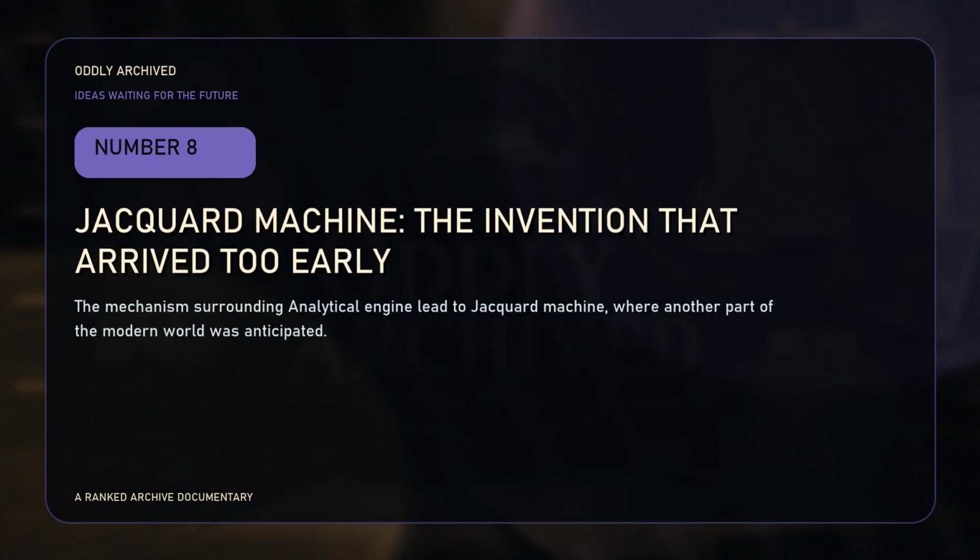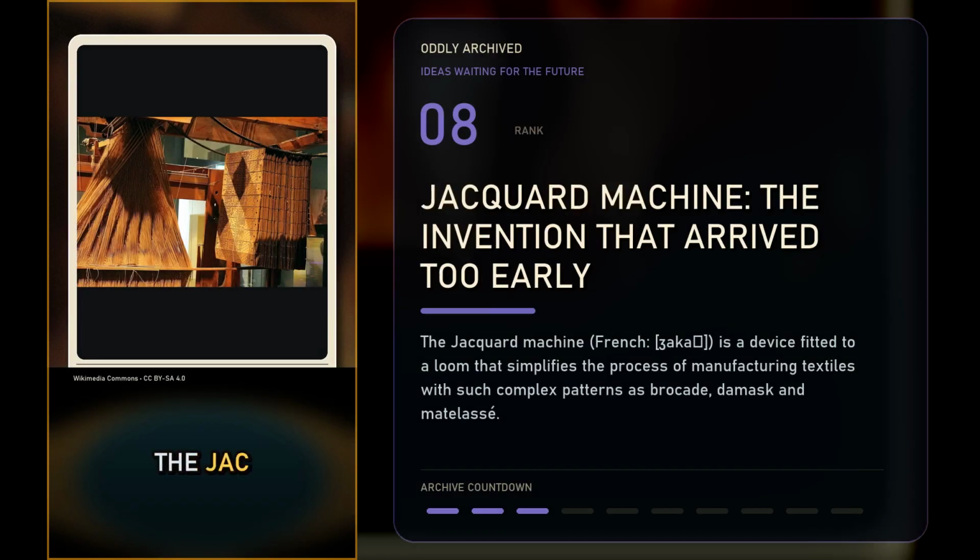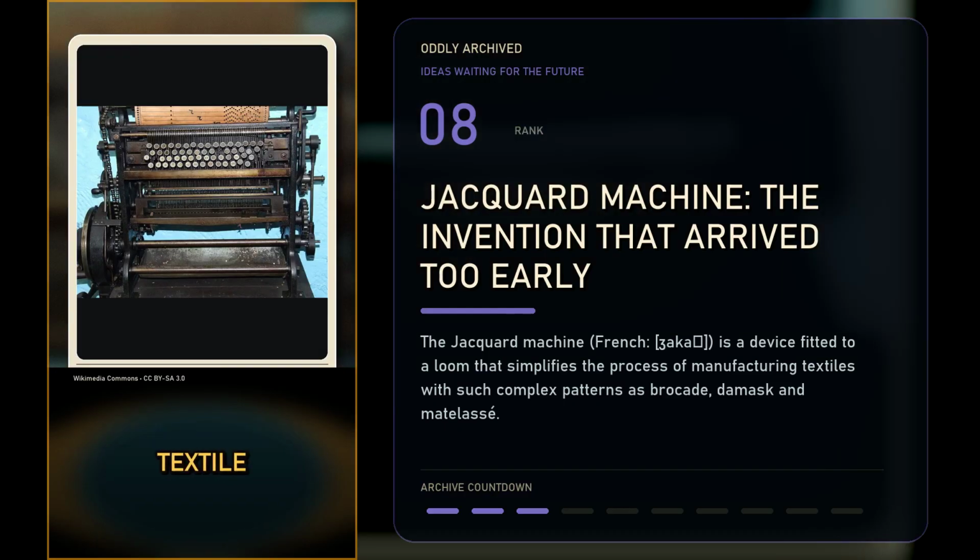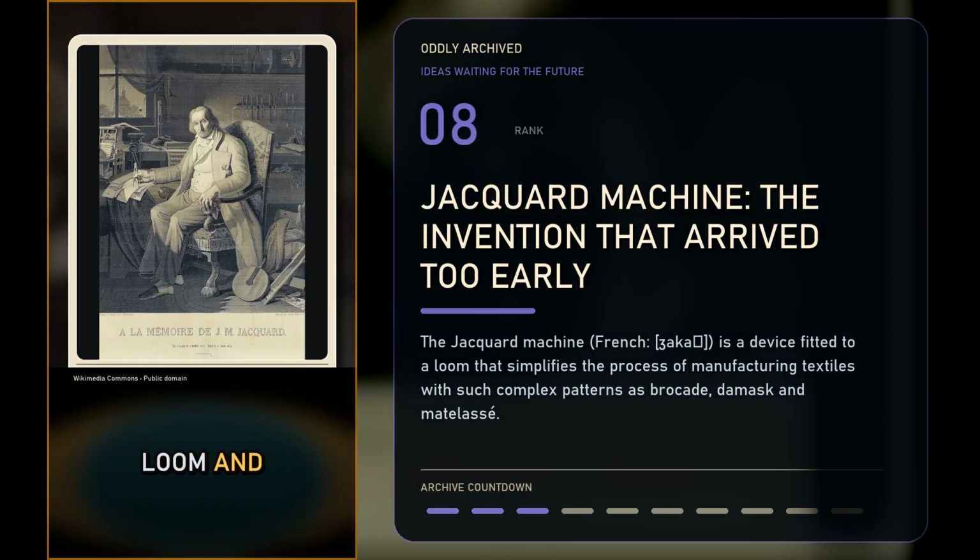At number 8, the Jacquard machine, the invention that arrived too early. The Jacquard machine is a device fitted to a loom that simplifies the process of manufacturing textiles with such complex patterns as brocade, damask and matelassé. The resulting ensemble of the loom and Jacquard machine is then called a Jacquard loom.